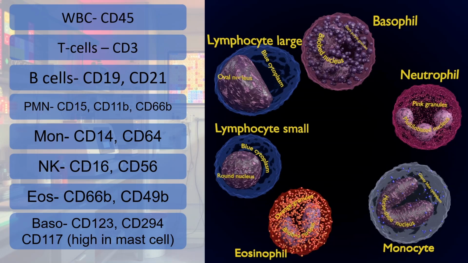CD117 will be used to differentiate basophils from mast cells. So these are just highlights of cells and organs of the immune system. Let's move to the next question.